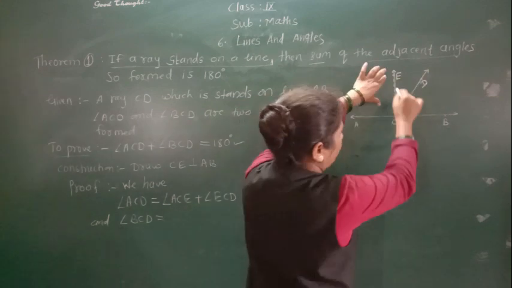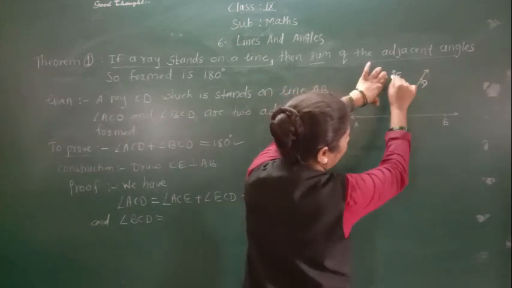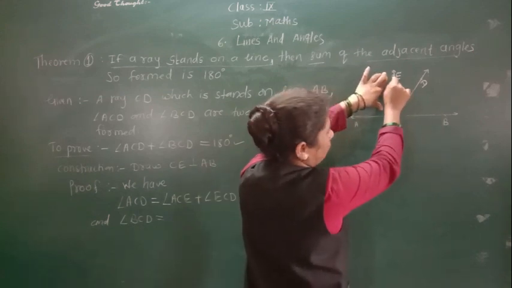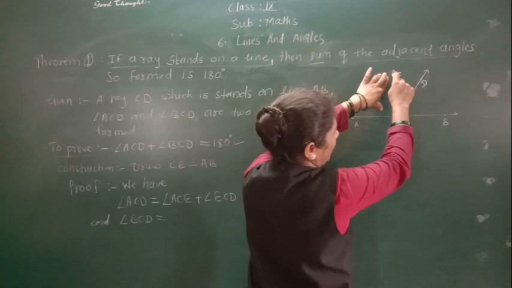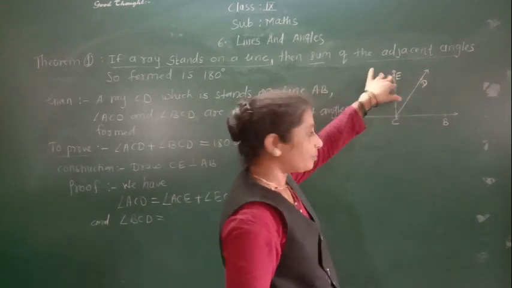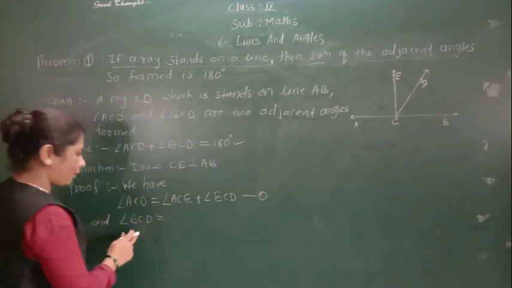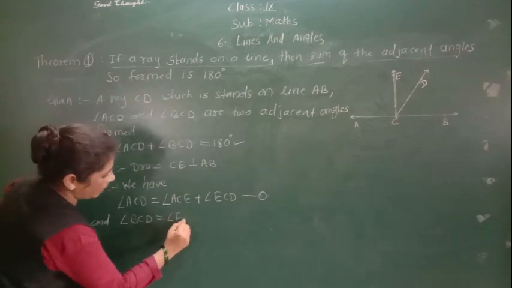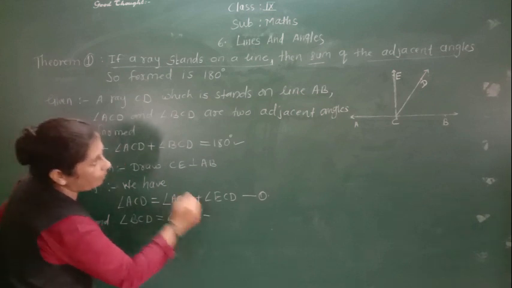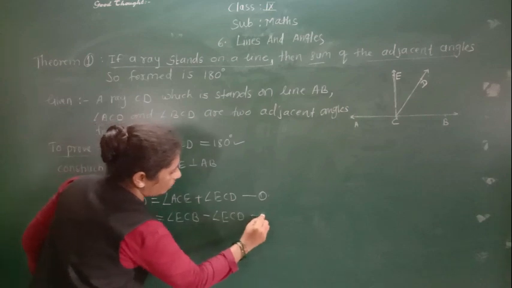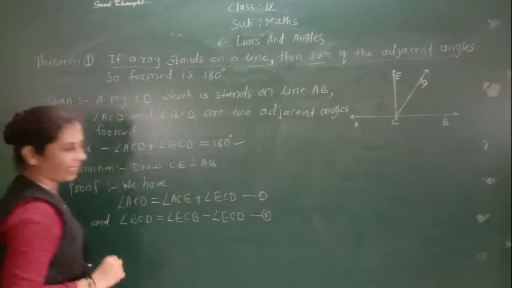Okay. So from this angle of 90 degrees, ECB or BCE, if you subtract that ECD, then you will get angle BCD, right? So we will write the measurement of angle BCD equals angle ECB minus angle ECD. Okay, this is your second.